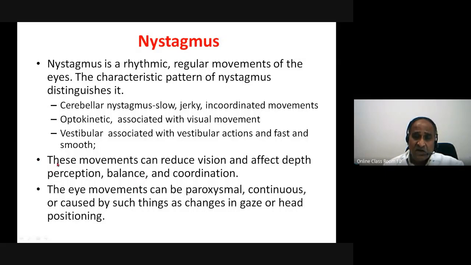The nystagmus, or the eyeball movements, can reduce the vision, because if the eyeballs are continuously moving, they will reduce the vision, and they will affect the depth perception and even the balance, posture balance and coordination. The eye movements can be paroxysmal, they come in attacks, or they may be continuous and caused by such things as changes in a gaze or head positioning. So gaze is you are trying to orient at one place, and suddenly it may change, or head movement, sudden change in the head position. That is about nystagmus.